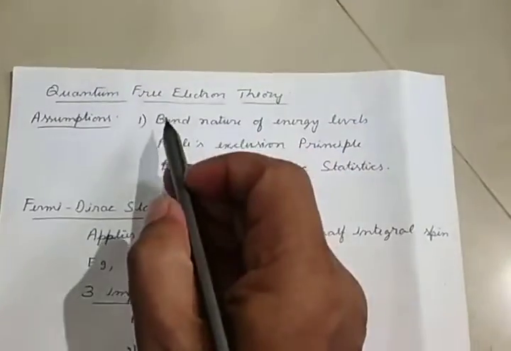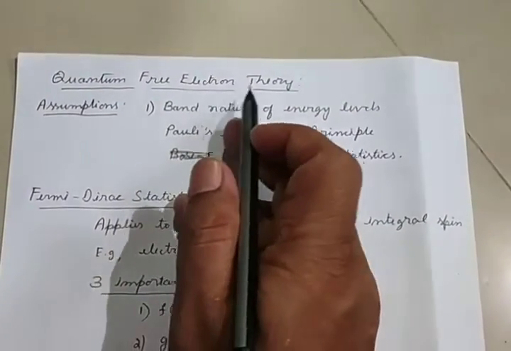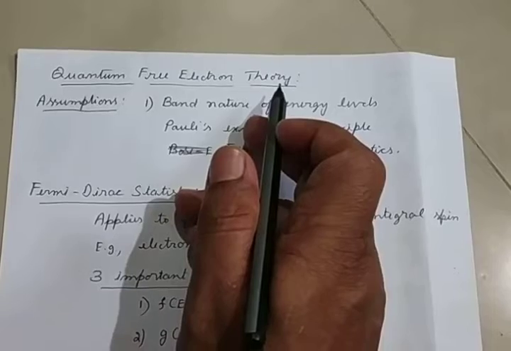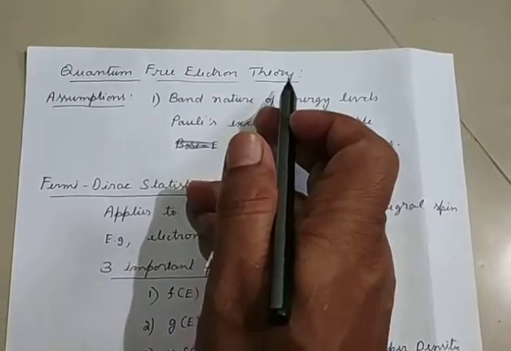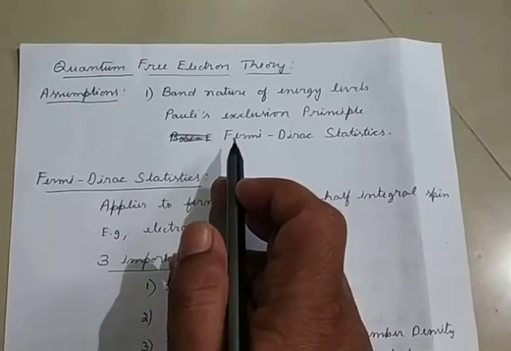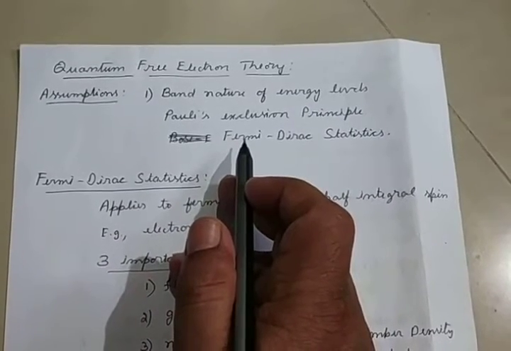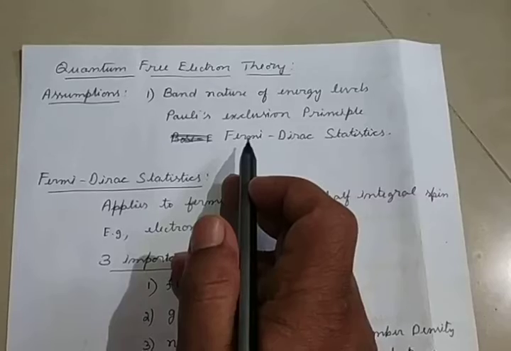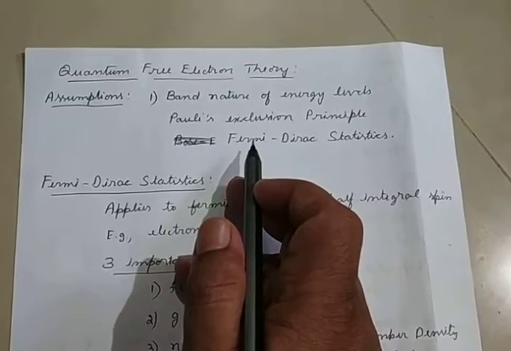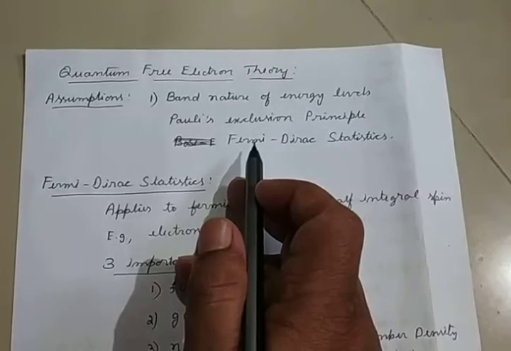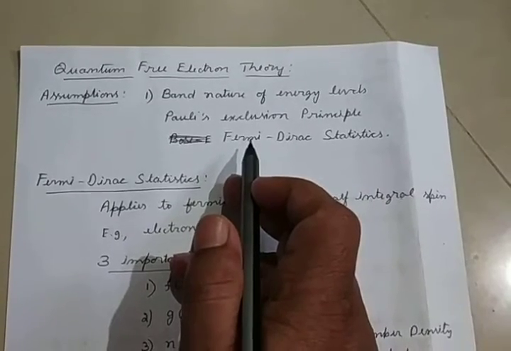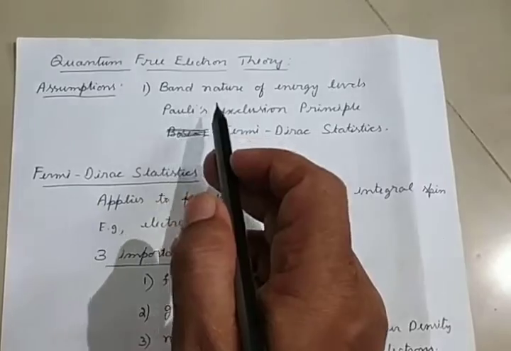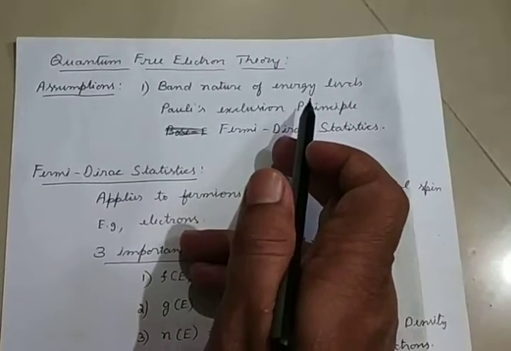In this video, I am going to talk about the quantum free electron theory to explain the conductivity of metals or semiconductors. Here we have to see that in the case of a solid, due to the accumulation of atoms, the energy levels split up into multiple energy levels which are very close to each other, leading to the formation of energy bands. So in this theory, we are going to assume the band nature of energy levels.